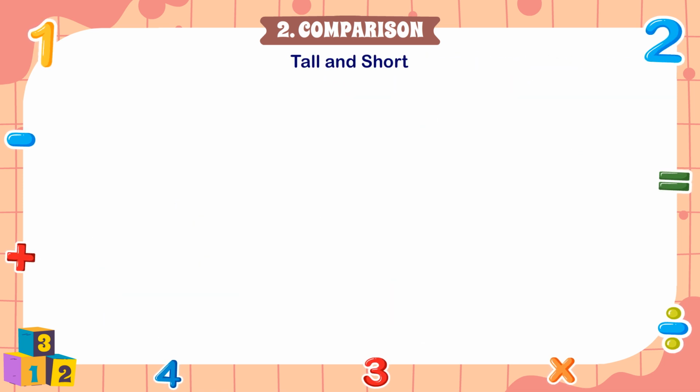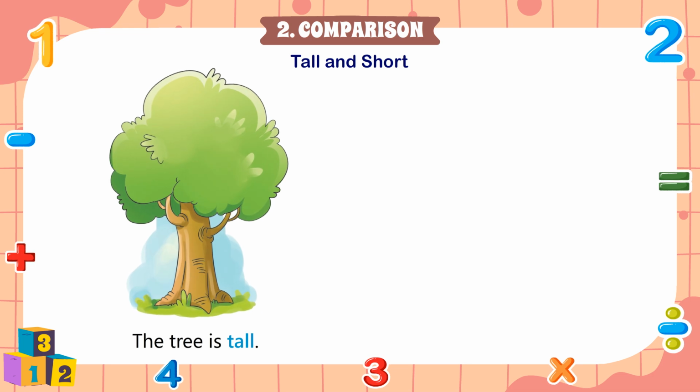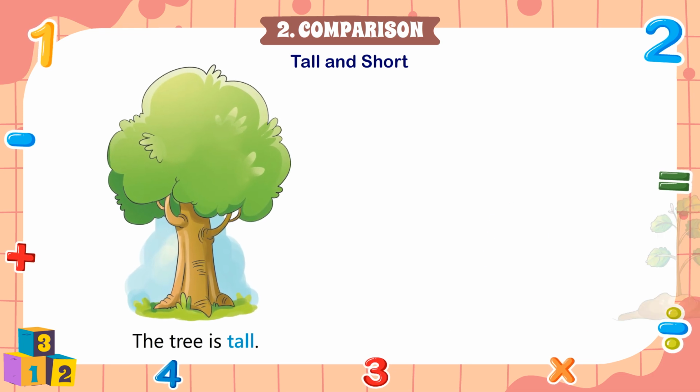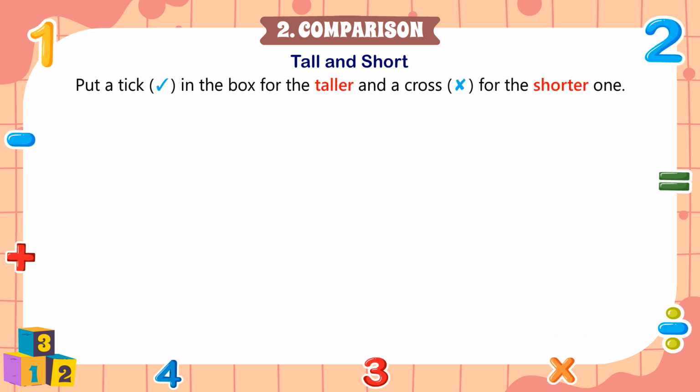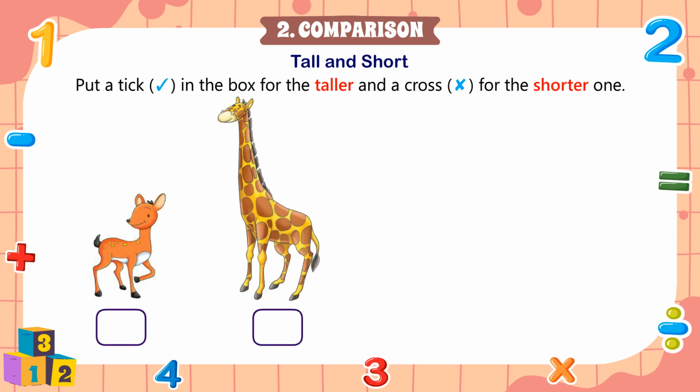Tall and short. The tree is tall. The plant is short. Now let's take the tall animal and cross the short one. Which animal is taller? Yes, the giraffe is tall and the deer is short. So let's take the giraffe and cross the deer.